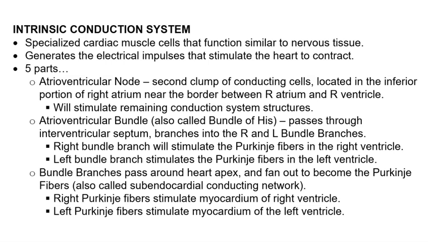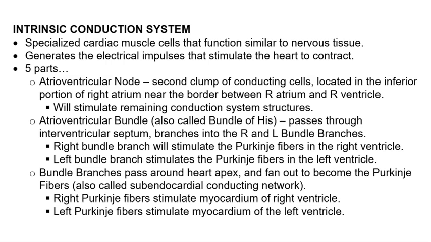Next, we have the atrioventricular bundle, which is also called the bundle of His. This bundle passes through the interventricular septum, and after a short distance, it splits into the right and left bundle branches. The right bundle branch will stimulate a structure called the Purkinje fibers that are located in the right ventricle. The left bundle branch will stimulate the Purkinje fibers that are located in the left ventricle.